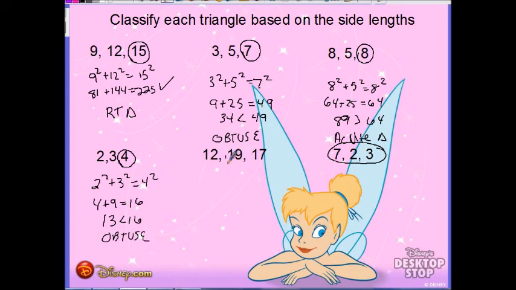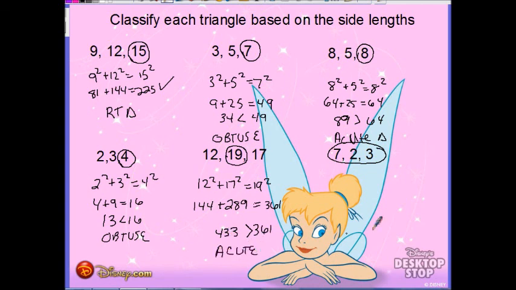19 is my biggest side. Let's plug it in. 12 squared plus 17 squared equals 19 squared. 12 squared is 144. 17 squared is 289. And 19 squared is equal to 361. Let's go ahead and add that up. 433 is definitely not equal to 361, it's bigger. My c squared was too small to be equal, making this thing acute.